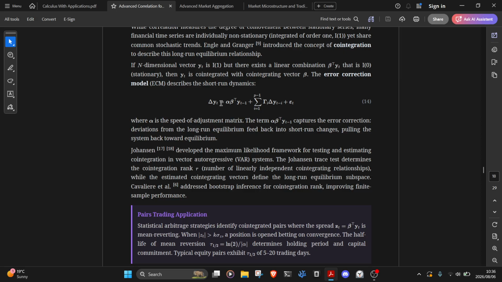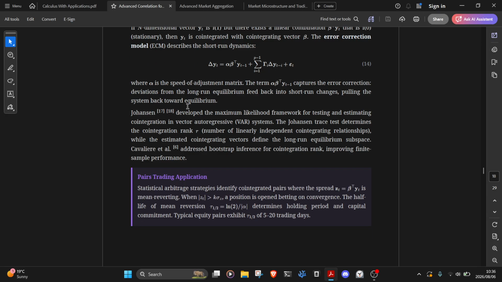equals alpha times the transpose of beta times y_{t-1} plus the sum of gamma_i, where gamma is the short-run coefficient matrix, times delta of y_{t-i} plus epsilon_t, which is the noise, right, where i indexes from 1 up until p-1, where essentially alpha is the speed of adjustment matrix. The term alpha times the transpose of beta times y_{t-1} captures the error correction. Deviations from the long-run equilibrium feed back into the short-run changes, pulling the system back toward equilibrium.